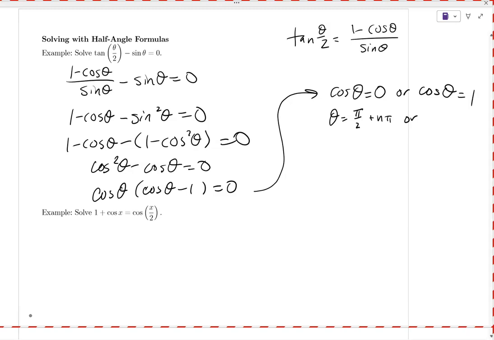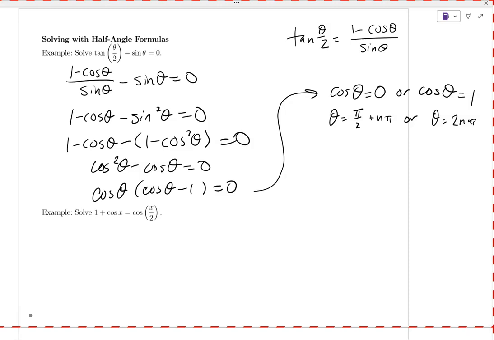When is cosine equal to 1? That would be negative 1. 0, 2 pi, 4 pi, right? So multiples of 2 pi. So from the last equation that we came up with, we'll get odd multiples of pi over 2 or multiples of 2 pi.